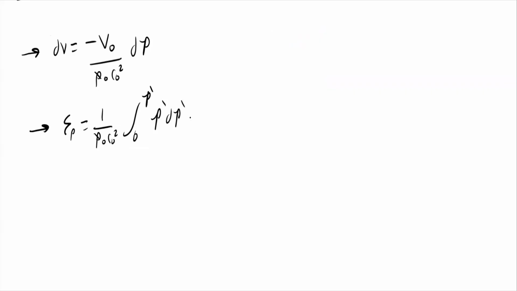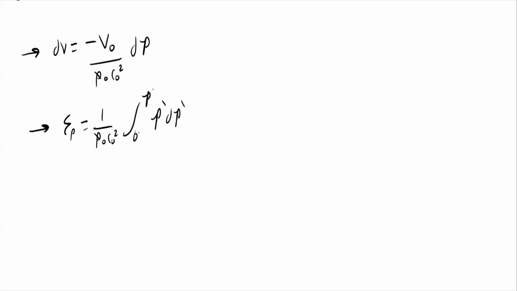dP prime. Why am I using P prime? Because if you're integrating x dx from 0 to x, you need to have a dummy variable such as x prime. That's exactly what we're doing here. Also, the bounds changed on the integral. We went from v naught to v, and now we have 0 to p. Sorry, this should be p, not p prime. So 0 to p. Why?